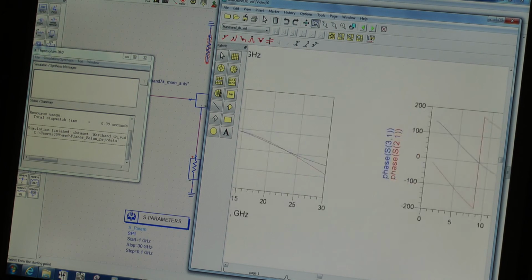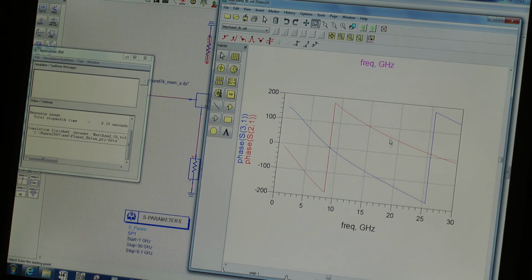If we look at the phase, again we see essentially that we have approximately 180 degrees across a very wide band between the two.